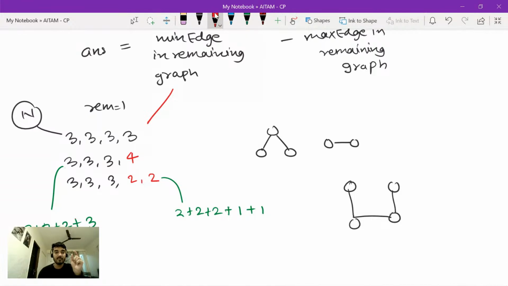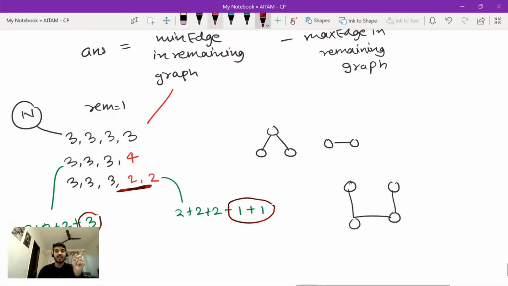So now you can see when I have to maximize the... if I have to minimize the edges in the remaining graph, then I will just simply follow this path, because here I am adding 1 plus 1, right? But here I am adding 3. So do not make a component of size 4. Instead make two components of size 2, because we need to minimize the edges, right? So that's why 1 plus 1, not 3.